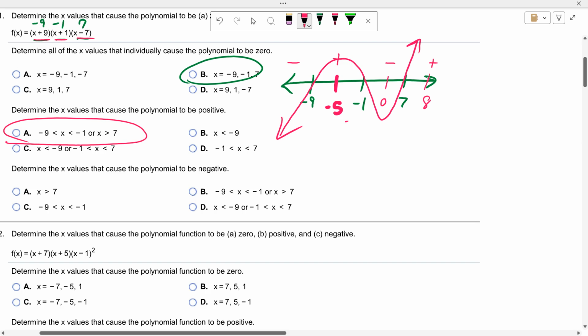Like, how did you find the positives though? Because I put in a number in between here. I tested it in here and figured out if the answer was positive or negative. Okay, we'll do that on the next one here. Okay, where is it negative? Well, it's negative over here and in between here. Well, over here and in between here is x is less than -9 or in between -1 and 7. Okay, so let's do it again.